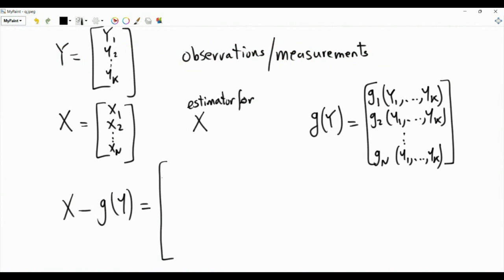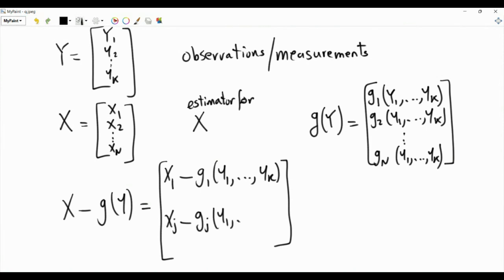The first component in this vector is x1 minus g1 of y1 to yk. x1 is the random variable or parameter to be estimated. g1 of the y's is the estimate. The difference, the discrepancy between x1 and g1 is the estimation error. The jth element in this vector is the estimation error in estimating random variable xj. It is xj minus gj of y1 to yk. And this is the estimate for xj, and the difference is the estimation error.